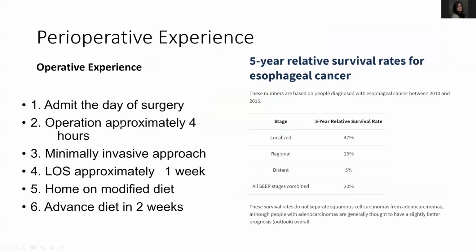As far as what the patient experiences, the patient comes in the day of surgery. The operation is performed in one setting. Some facilities would do it in 2 settings. We do it in 1 setting. The average operative time is around 4 hours. It is all done through a minimally invasive approach.